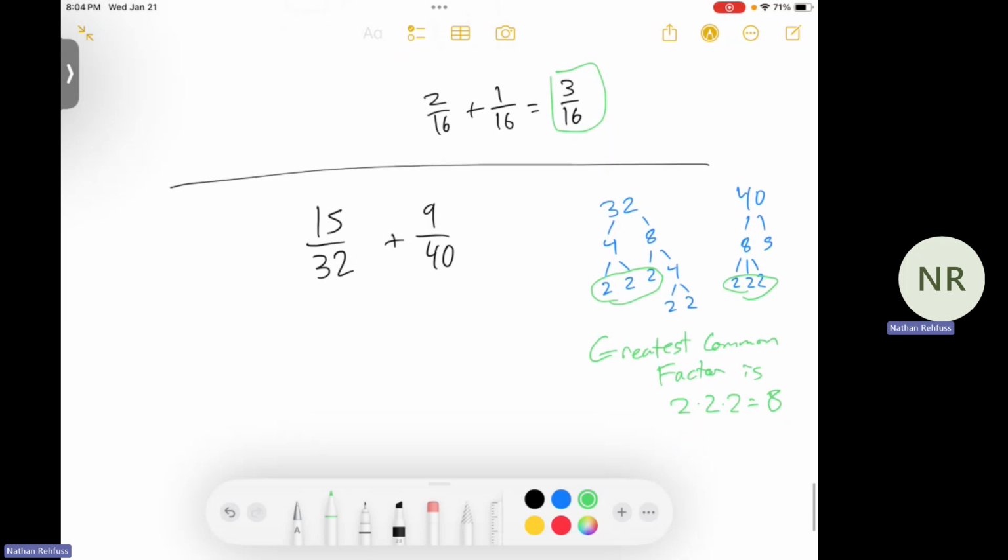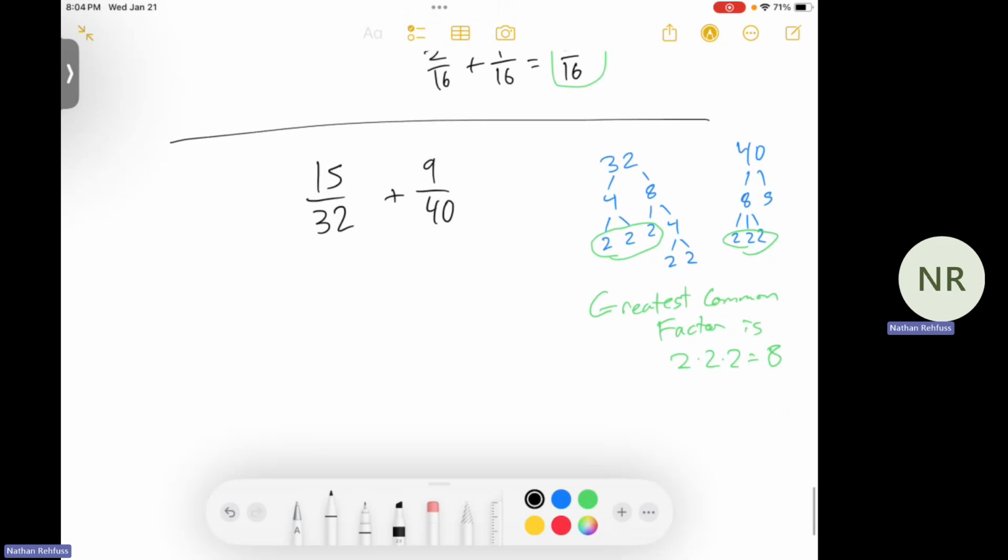Did you know that the greatest common factor and the least common multiple are connected? Here's how you can get from one to the other. I'm going to make a diamond diagram. 32 and 40 both have a greatest common factor. Together they have a greatest common factor of 8. 8 times 4 is 32. 8 times 5 is 40. I'd like to finish the diamond and put a number here to represent the least common multiple.